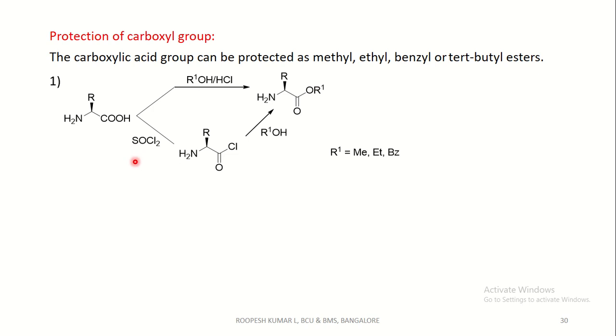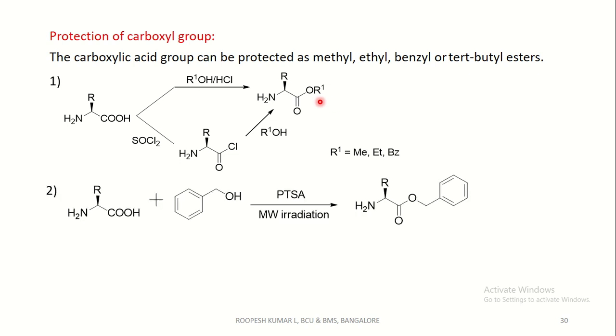And coming to the second method, it's the acid chloride method. Amino acid on treatment with thionyl chloride, and you can use even sulfuryl chloride also, you get an acid chloride. This on treatment with alcohol gives an ester. Here you can prepare, using the same method, a methyl ester. If you use methanol here, you will get a methyl ester. If you use ethanol, you will get ethyl ester. If you use benzyl alcohol, you will get benzyl ester.